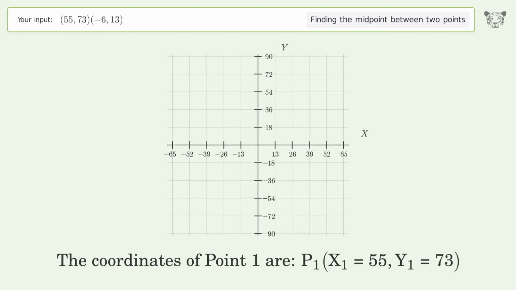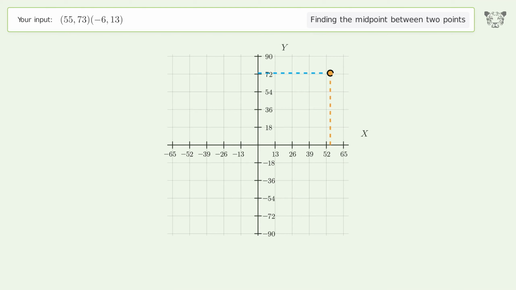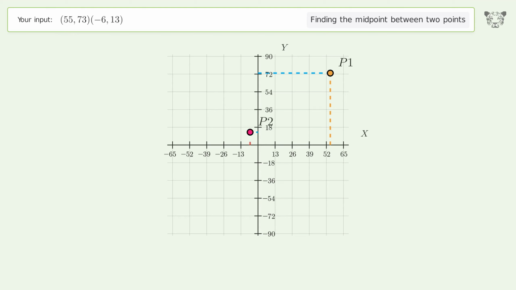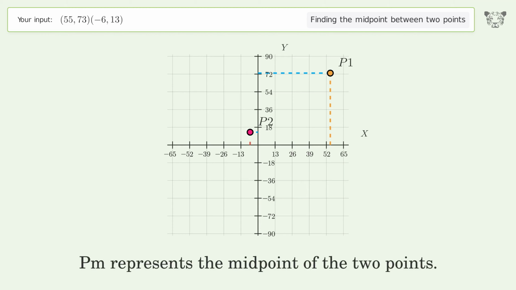The coordinates of point 1 are x1 equals 55, y1 equals 73. The coordinates of point 2 are x2 equals -6, y2 equals 13. PM represents the midpoint of the 2 points.